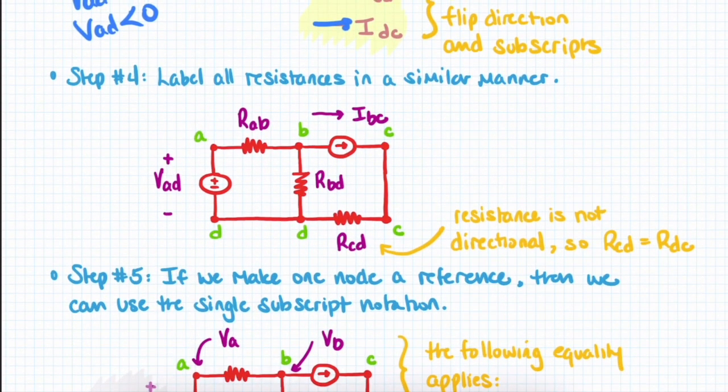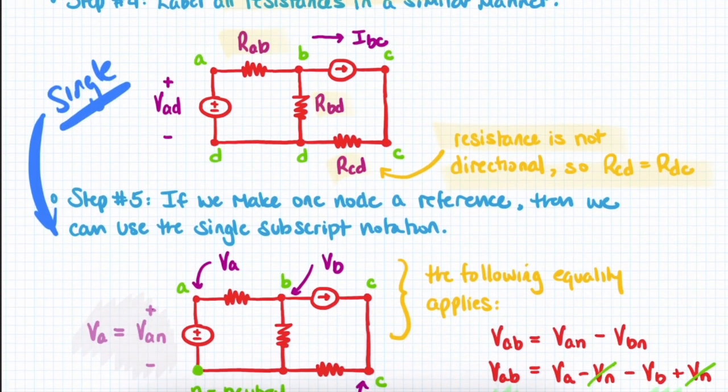We can label resistances in a very similar manner using the double subscript notation. Resistance is not directional, so RCD is the same as RDC. We don't have to worry about that. And now we can move from double subscript to what we call the single subscript notation.